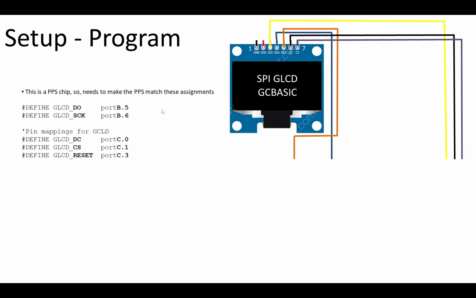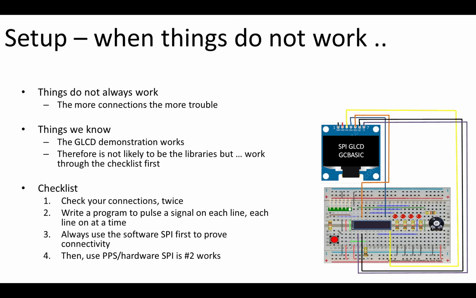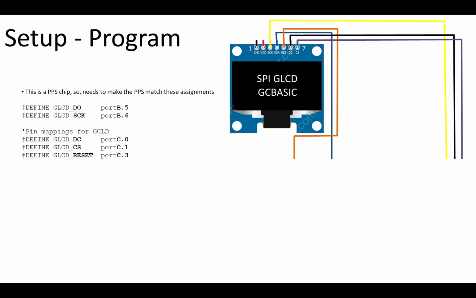You do that with some constants. And here it is. It says GLCD data out on B5, SCK on B6. And the other three, DC, CS, and reset on C0, 1, and 3. You might say, where's C.2? We'll look at that in a moment. But you just need to put these in the program, and the program library will expect these. And it will error out if you haven't defined them. If you do this, and you do it in software mode, things should work.